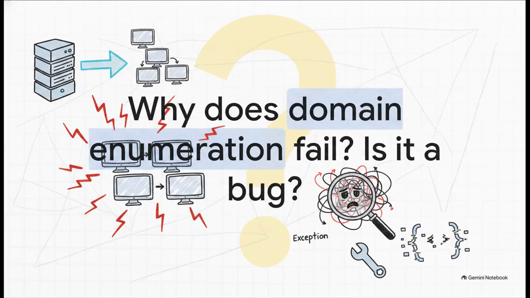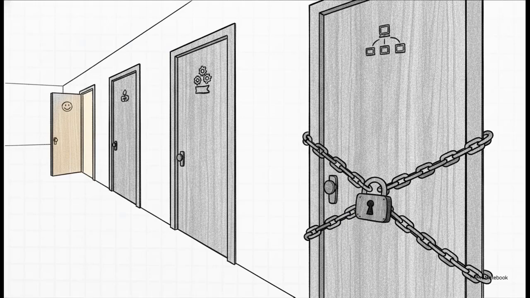And bam, it throws a massive exception. It fails completely. You've hit a brick wall. Why in the world does this happen? Is the tool broken? Is it some weird bug in the framework? Actually, scratch that, it's not a bug at all. It is a strict consequence of Windows logon types.